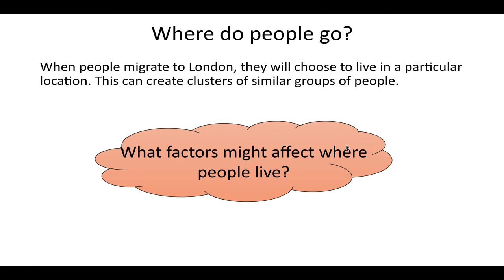So what factors might affect where people live? What would make you choose to live in one place or another, okay, if you were a new migrant to London? What could persuade you to live there? Take a moment to think about it. Pop a couple of ideas down on your worksheet, please.